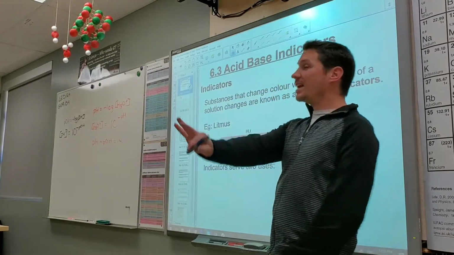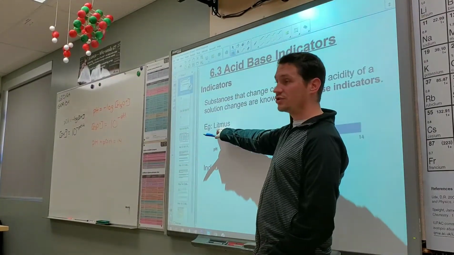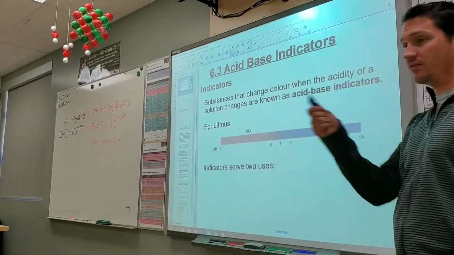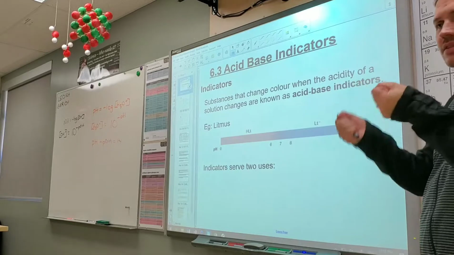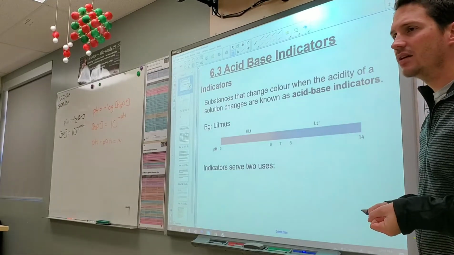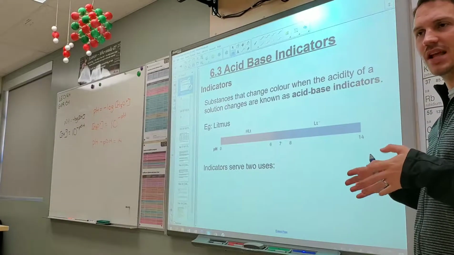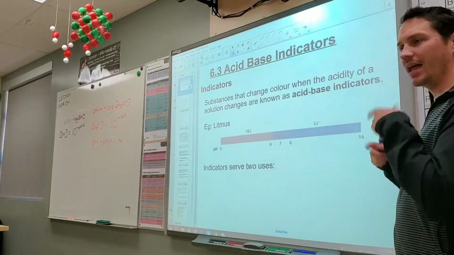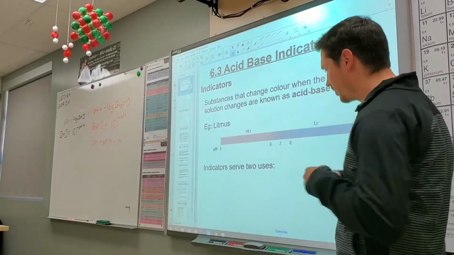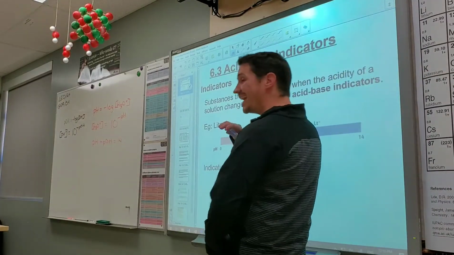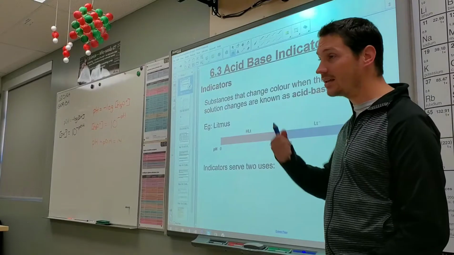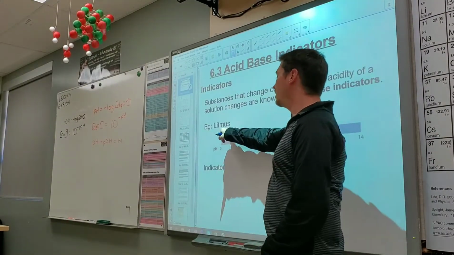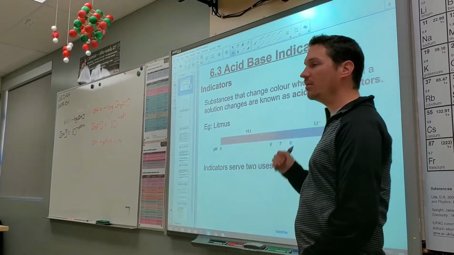Okay, for example, litmus. Litmus is an indicator that's pulled off of this lichen-y substance. Do you know what lichen is? It's almost like moss, right? It grows on stones and trees, and lichen has a symbiotic relationship with lots of other organisms. So we can take lichen, this organism, and we can get this chemical called litmus.